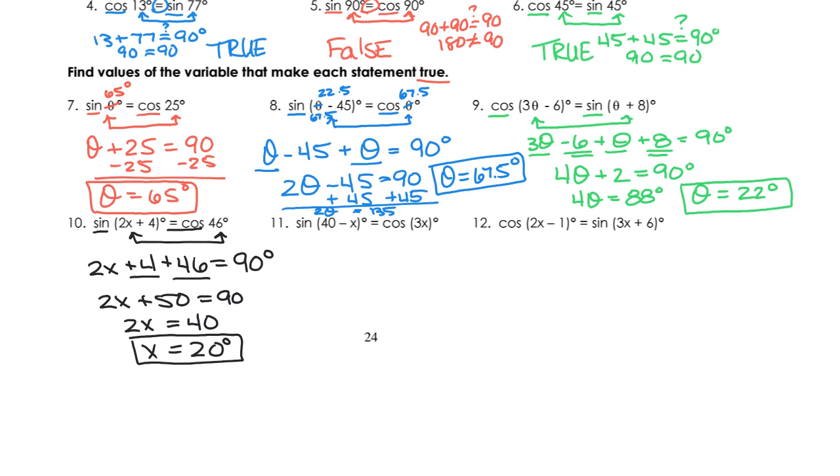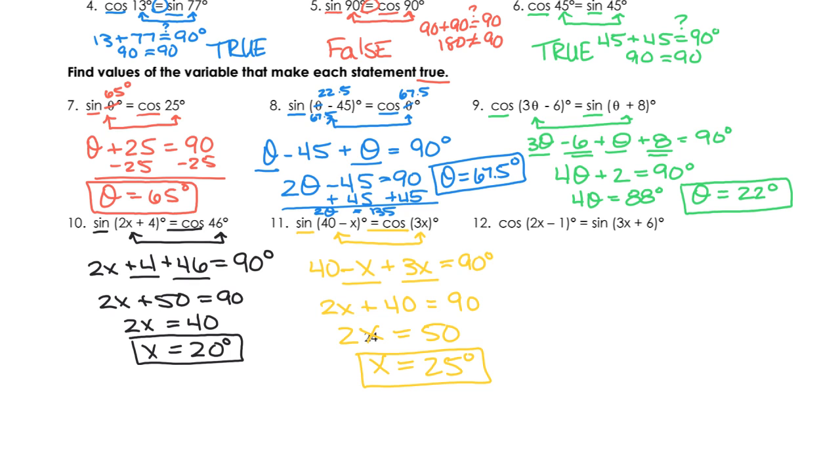Okay. Number 11. Sine is equal to cosine as long as these angles add up to 90. So we got 40 minus x plus the 3x equal to 90 degrees. Okay. Combine our like terms. A negative x plus 3x is 2x. Equals 90. Subtract 40. You get 50. Divide by 2, and x comes out to equal 25 degrees.